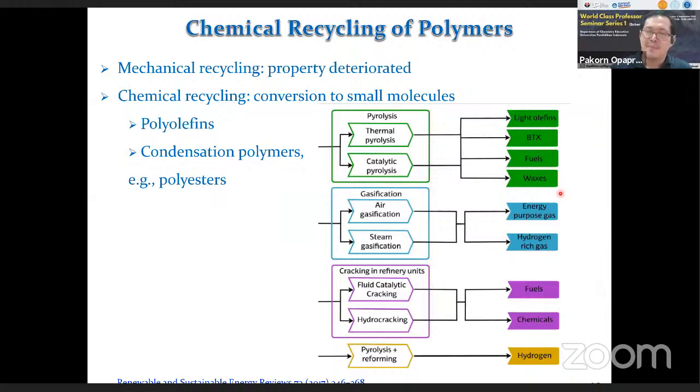There are some promising technologies already. Instead of mechanical recycling of polymer, melting them and making them into new products, some polymers can be applied in a pyrolysis process, getting small molecule products. Gasification, or cracking, or pyrolysis with reforming. So this generates small molecule products, but the majority of them are still used as energy sources, so the value is not quite high enough.